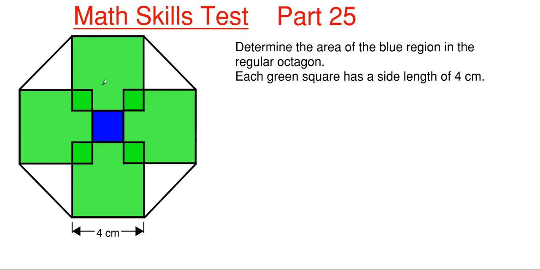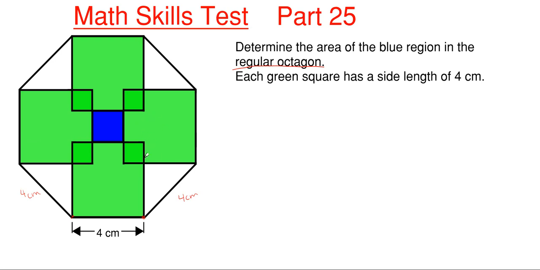So we have 4 squares inside of this regular octagon. Now, a regular octagon just means that all sides are the same. So this would be 4 centimeters all the way around for all of these sides over here. And we're also told that each green square has a side length of 4 centimeters. So these green squares align perfectly with the sides of this regular octagon.